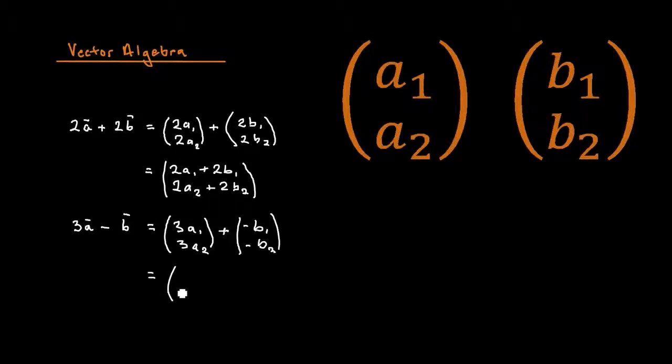Our resultant vector is going to be then 3A1 plus minus, so minus B1. And the second component is going to be 3A2 minus B2. So that's just a short introduction to vector algebra.